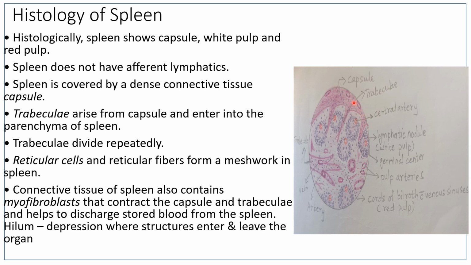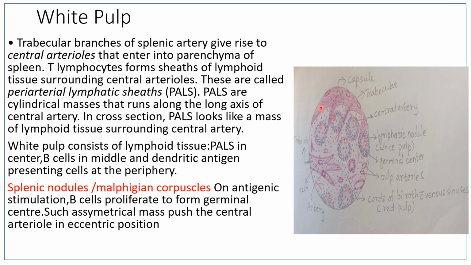The capsule sends trabeculae. So these are the trabeculae. This is also trabeculae present in the parenchyma of the spleen. So the parenchyma of the spleen is mainly formed by white pulp. So these are the white pulp and there is red pulp. So here, this is the capsule.